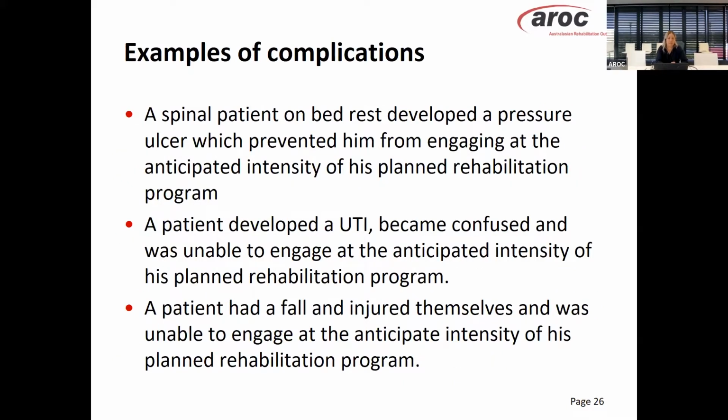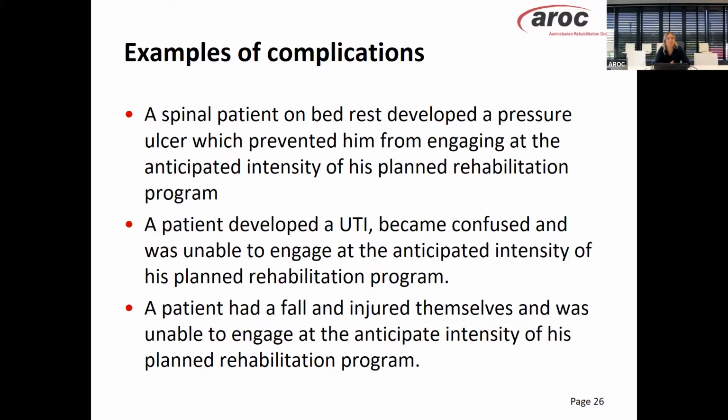So we've got some examples here of complications. We have a spinal patient on bed rest who developed a pressure ulcer, which prevented him from engaging at the anticipated intensity. The next example is a patient who develops a UTI. During their stay, they become confused and are unable to engage at the anticipated intensity of their rehab program. And the last example is a patient who had a fall, injured themselves, and was unable to engage at the anticipated intensity of the planned rehab program.